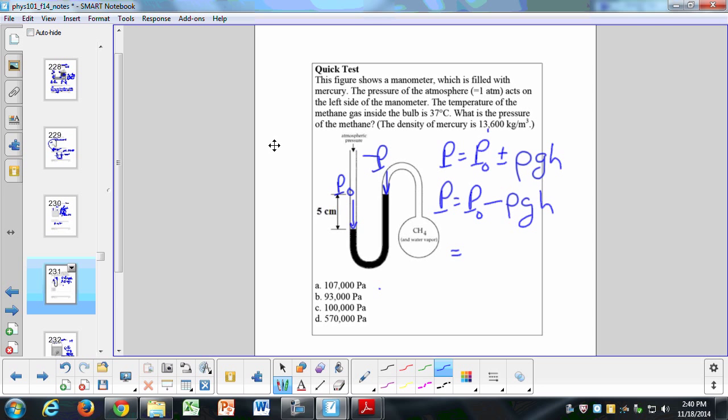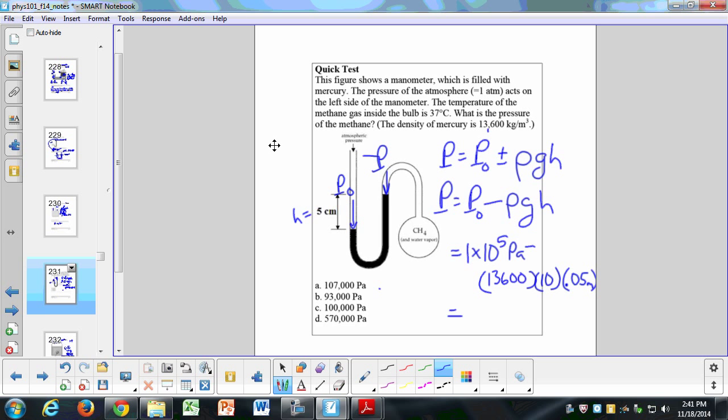You have to be careful because P0 here is 1 atmosphere, but that's not SI units. So you have to convert it to pascals: 1 times 10 to the 5th pascals. You don't have to know that. It is on your equation sheet, but it's a good number just to know. Minus the density, which is 13,600, times 10 for the acceleration due to gravity, times h, which is 5 centimeters. You'll need to know how to convert centimeters to meters. That's move it over 2 spaces, 0.05 meters.